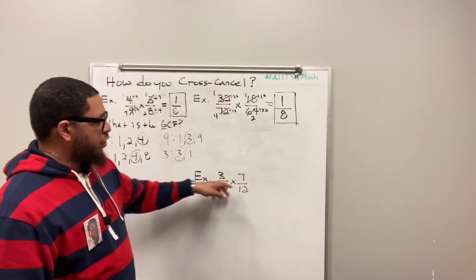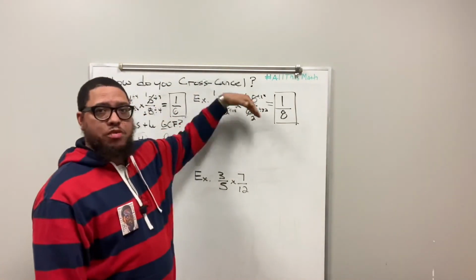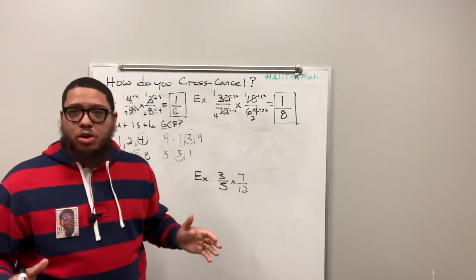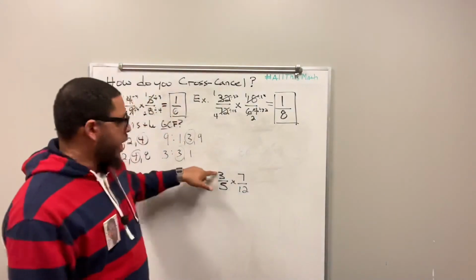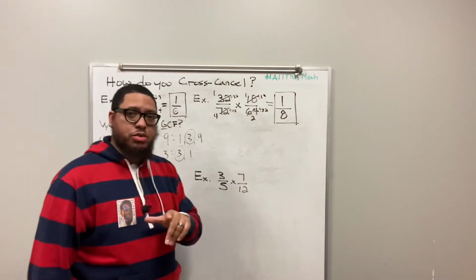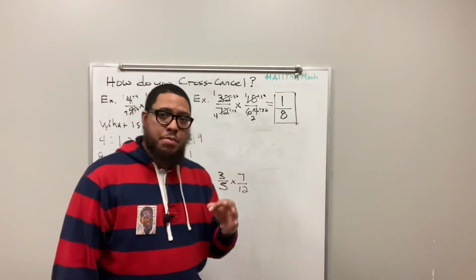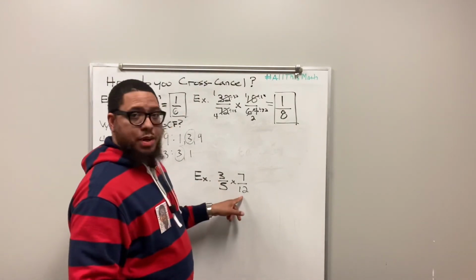All right? So I got 3/5 times 7/12. In both of these examples, we were able to cross cancel in both directions. That's not always going to happen. Sometimes you won't be able to cross cancel at all. Sometimes you'll only be able to cross cancel on one diagonal. Now, I got 3 and 12. Those can cross cancel because 3 and 12 have a greatest common factor of 3, because 3 multiplies into 3 and 3 also multiplies into 12.